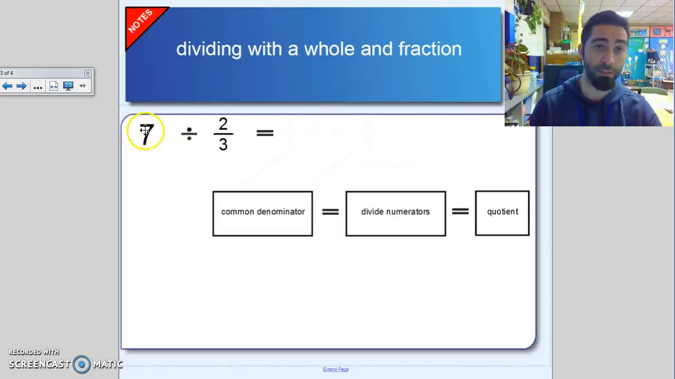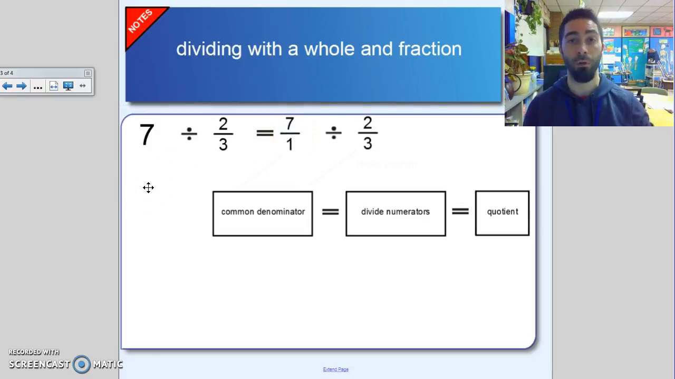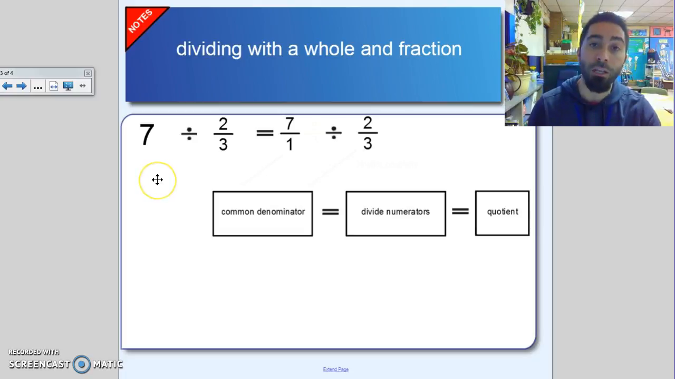So you need to take 7 and put it over 1. So now 7 wholes becomes 7 over 1, which is the same thing as 7 wholes, but now we're just representing it as a fraction. So 7 over 1 divided by 2/3. Now we have to change 7 over 1 to have a common denominator with 2/3. Well, that's easy. This has a 1. This has thirds. So my common denominator is going to be thirds.